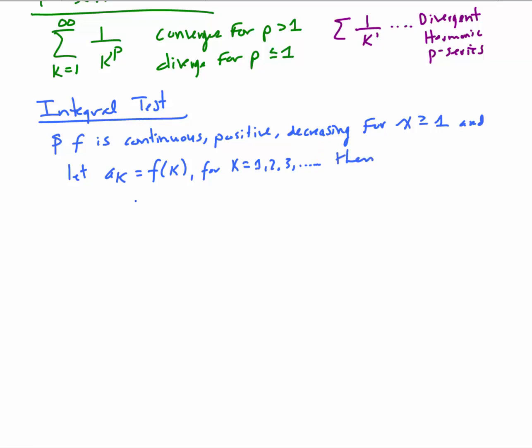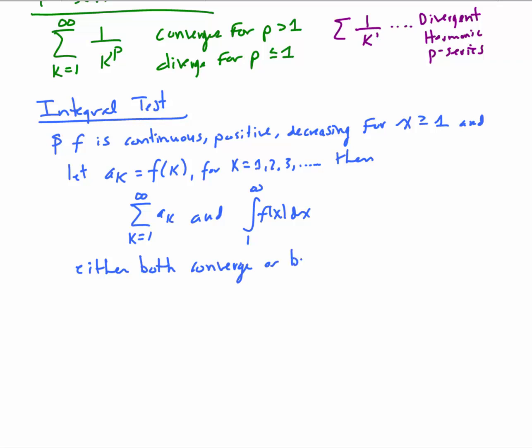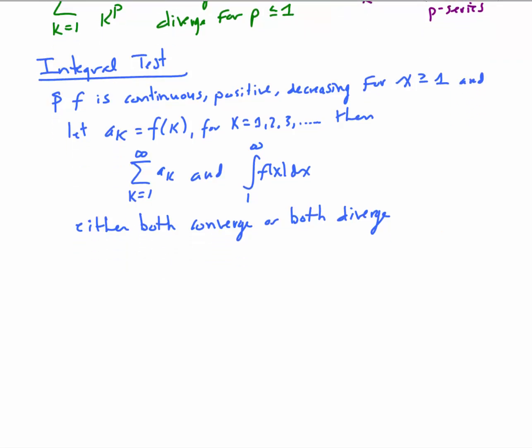Then what we can say is the series of a sub k and the integral from 1 to infinity of f of x dx will either both converge or both diverge. So what we do is we basically integrate, and if the integral converges, so does the series, and if the integral diverges, so does the series. So they either both converge or both diverge. However, if they converge, one thing you want to watch out for is that the value of the integral is not equal to the value of the series.